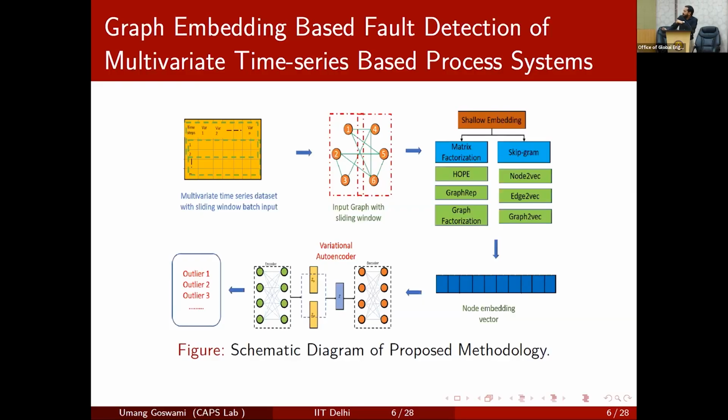Then these are the shallow embedding methods, in blue and green. There are two basic methods, and it is done in an unsupervised setting. We have the matrix factorization method and we have the skip gram model. People who might be working in NLP might be aware that there is a model word2vec, which is based on the skip gram model.